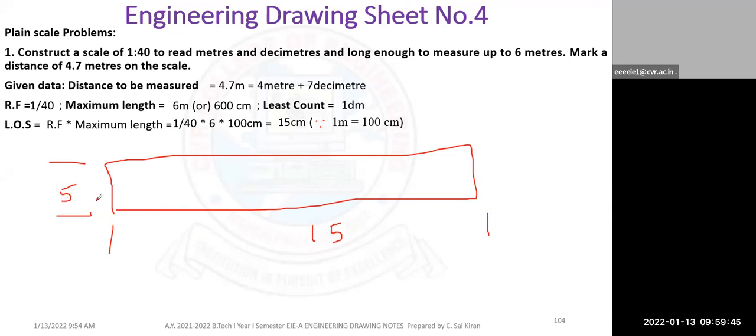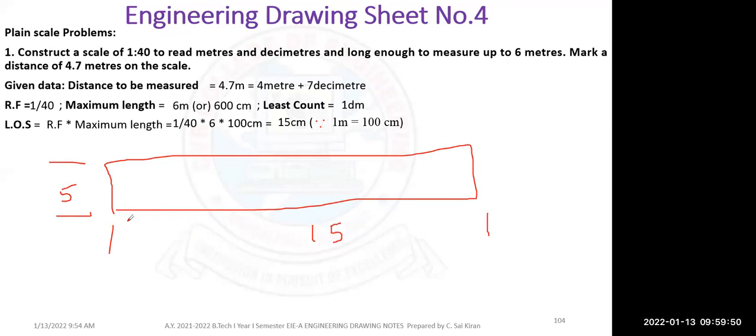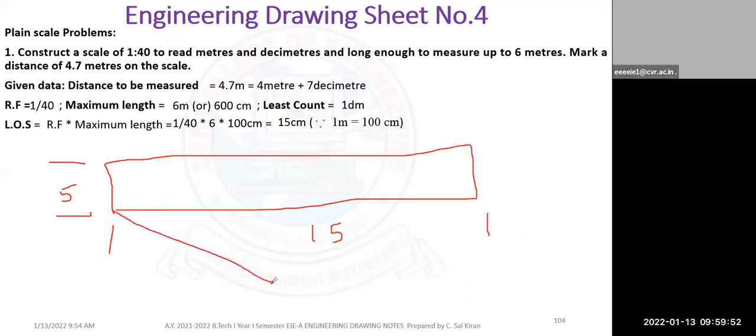What is the next step after creating the rectangle? We have to divide the line into 6 equal parts. Why only 6? Because the maximum length is 6. It can't be more than 6. So that's the reason we have to divide into 6 equal parts: 1 dash, 2 dash, 3 dash, 4 dash, 5 dash, and 6 dash.